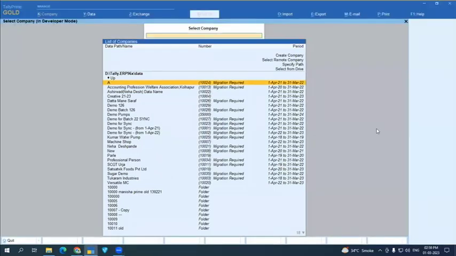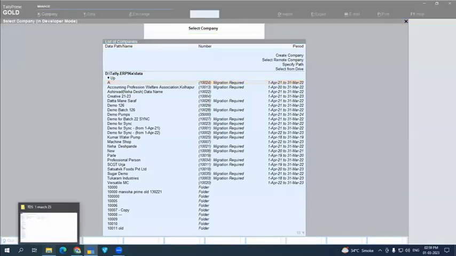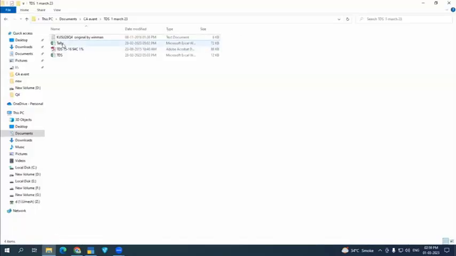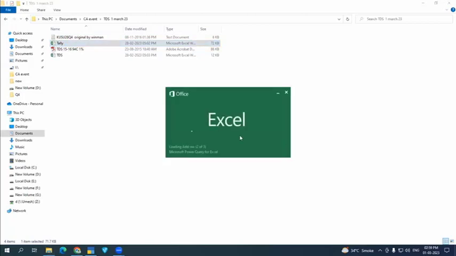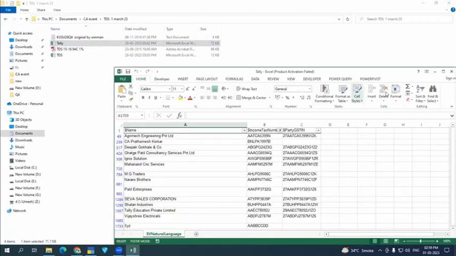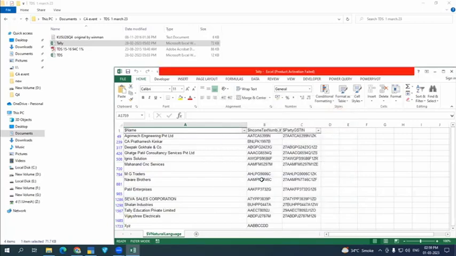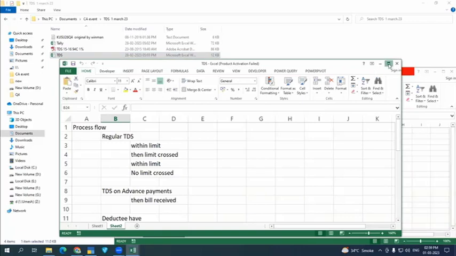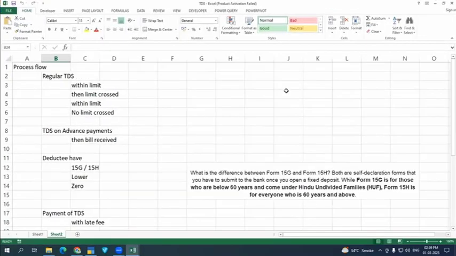So today's topic is again important for us, which is TDS from Tally. And just for working, I'm opening one file. Just a minute. Yes. So some PAN card numbers I have selected here, and one process flow, which we can see in Tally directly.